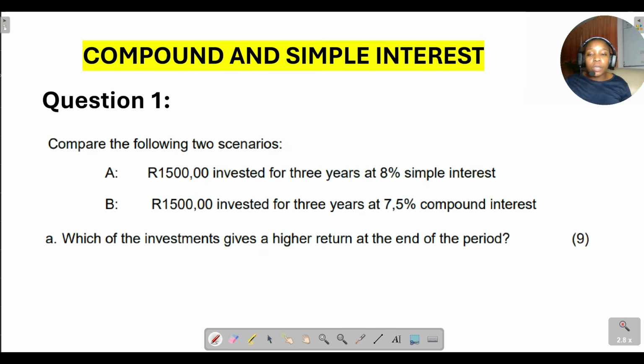So with this question, we are basically trying to determine, if I'm investing 1,500 Rand for 3 years and earning a simple interest of 8% per annum, how much will I have at the end of the investment period? And with B, if I'm investing 1,500 for 3 years at a compound interest rate of 7.5% per annum, how much would I have at the end of the investment period? So we're going to start with the simple interest calculation.